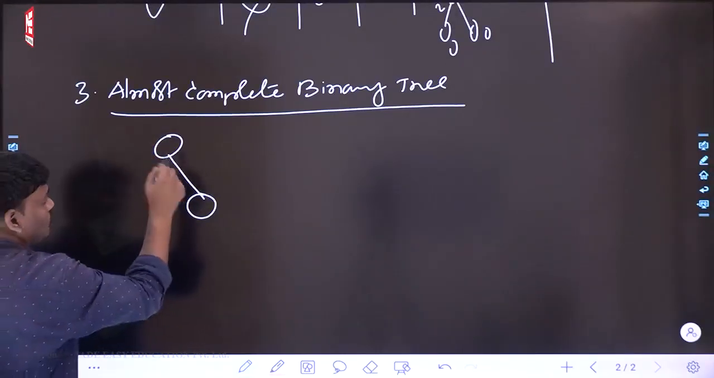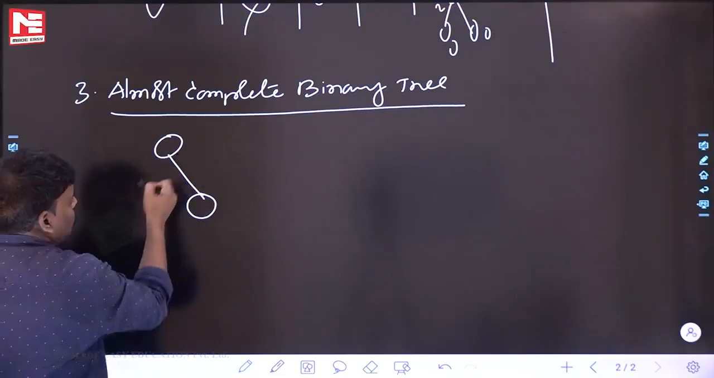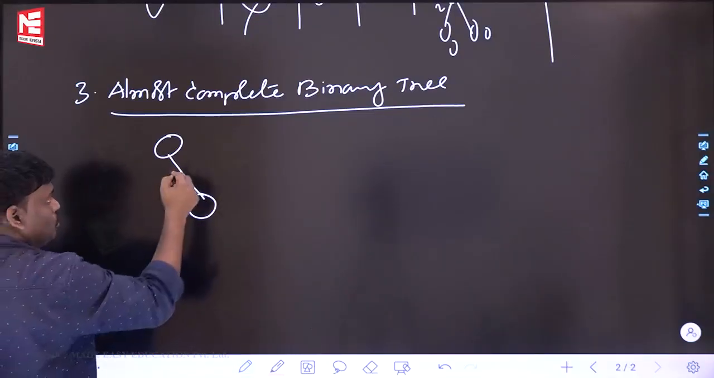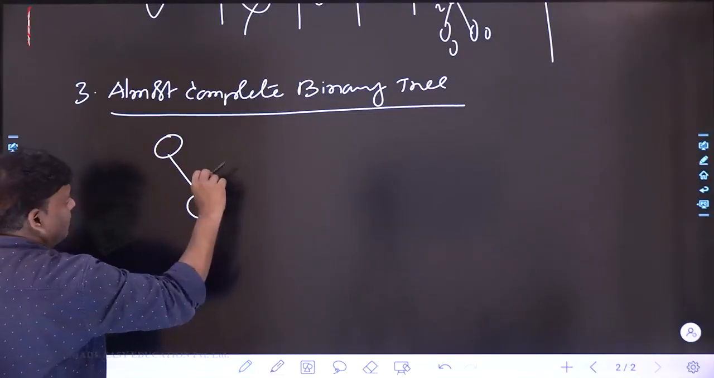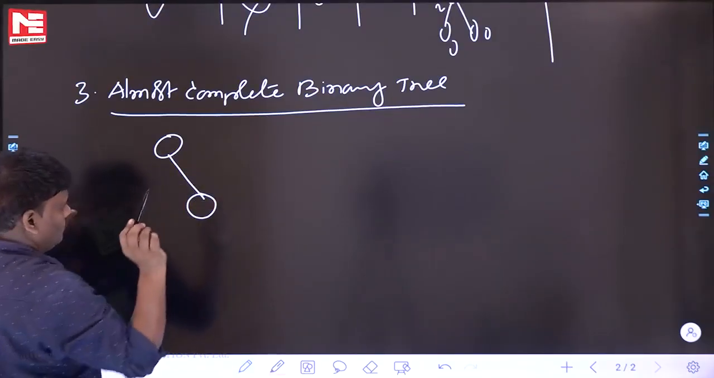But it is not an almost complete binary tree. Why? In the almost complete binary tree, one rule is there. What is that? Without completing left, don't go to right. Right? So first of all, an almost complete binary tree is a binary tree. But the condition is, without completing left, don't go to right.